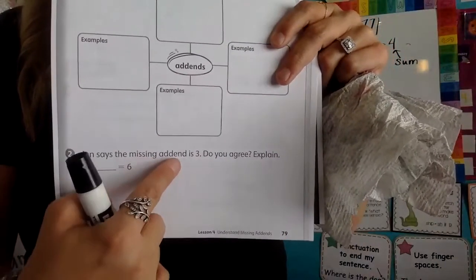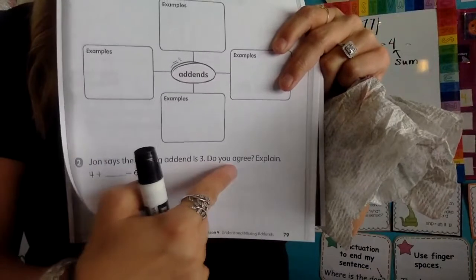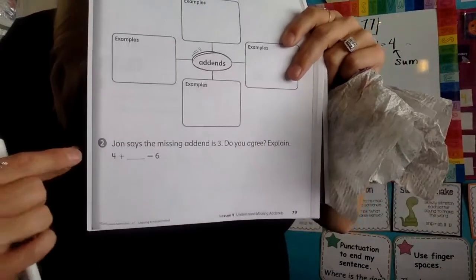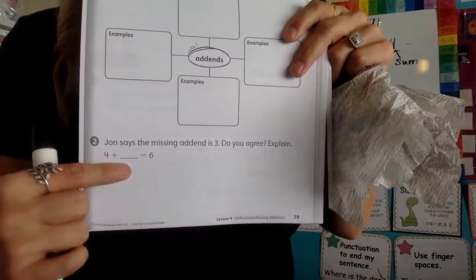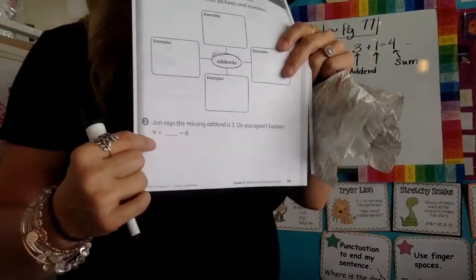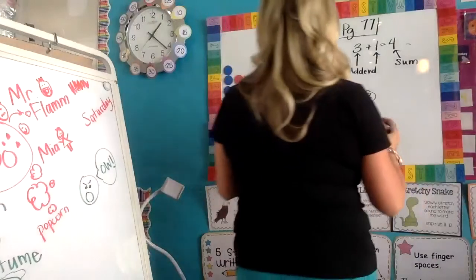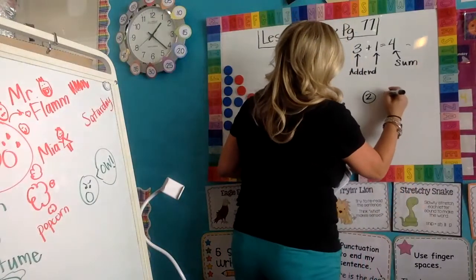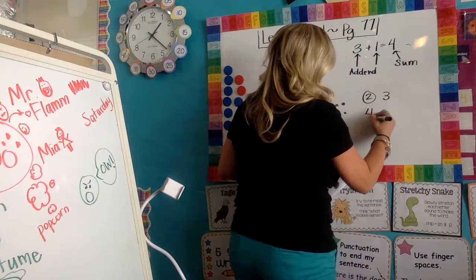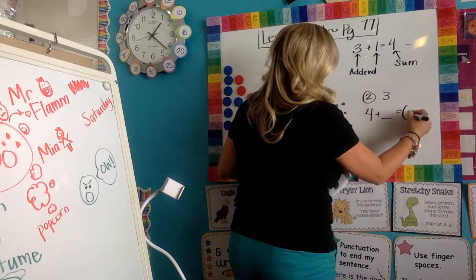Below number 2, it says, John says the missing addend is 3. Do you agree? Explain. So first we have to solve it. 4 plus blank equals 6. So John is saying this number's 3. So he says it's 3. But we have 4 plus blank equals 6.